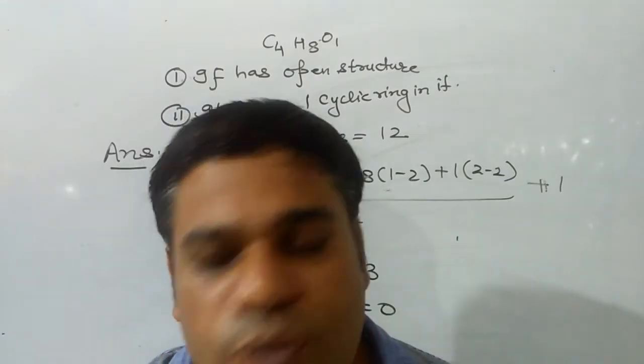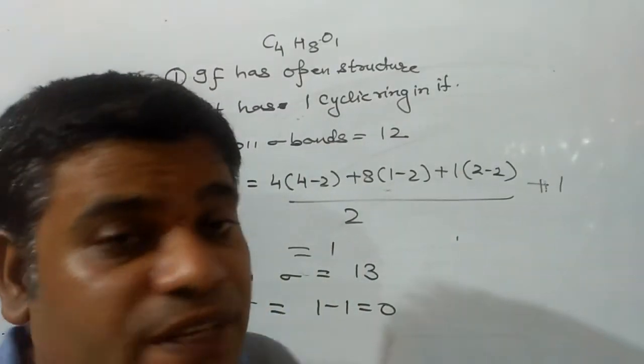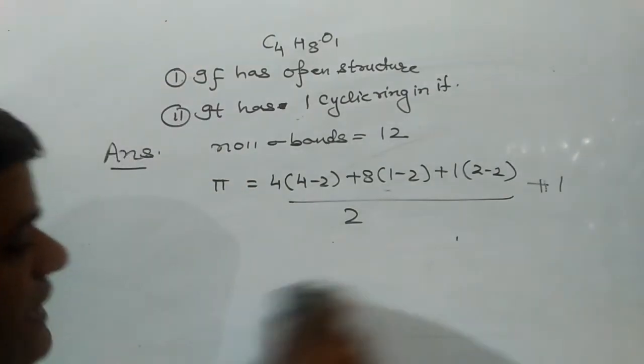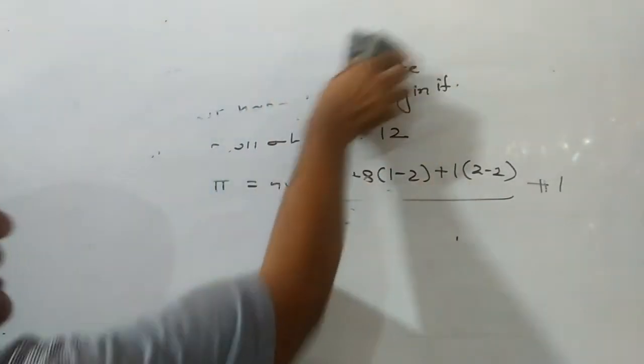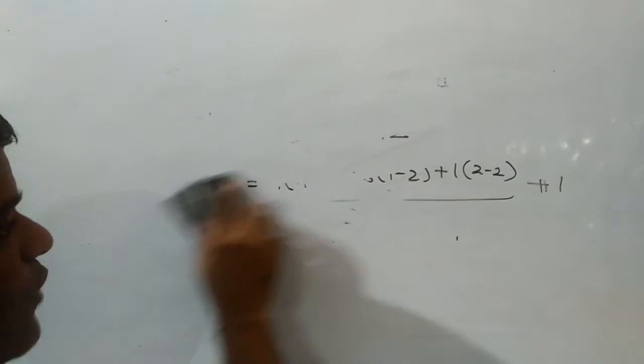I hope you understand the significance and how to calculate sigma and pi bonds. After this, we have to discuss two more important terms of this chapter, and that topic is hybridization. What is hybridization and how can we find out the hybridization state of any atom in a molecule?